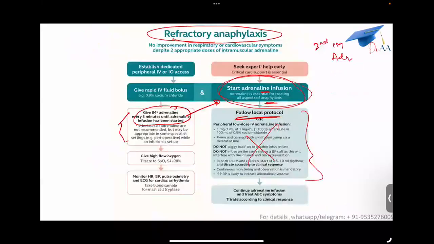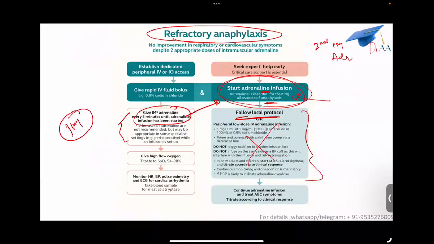And directly they have advised an infusion, not an IV bolus. If you're planning to give an IV bolus, you need to be really experienced. You must have done it before in hand, then you can plan giving it as an IV bolus. For exam purposes, it's always IM, not IV.